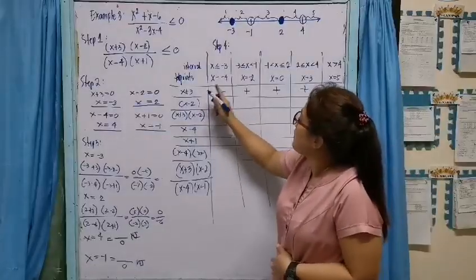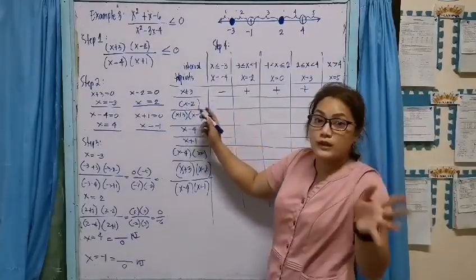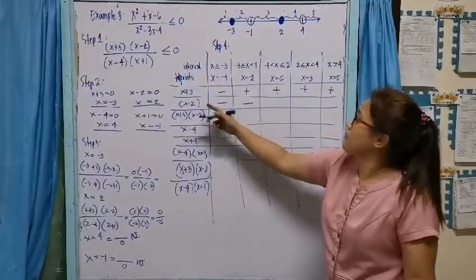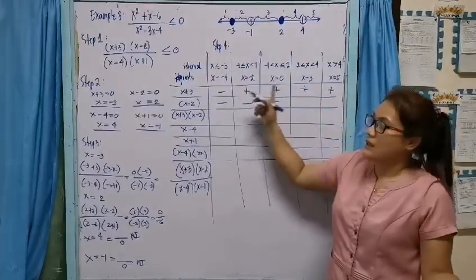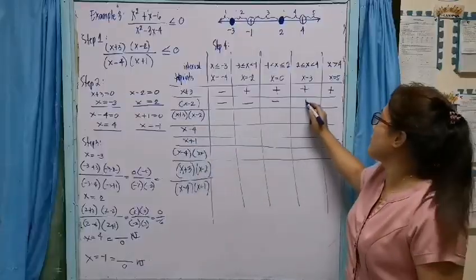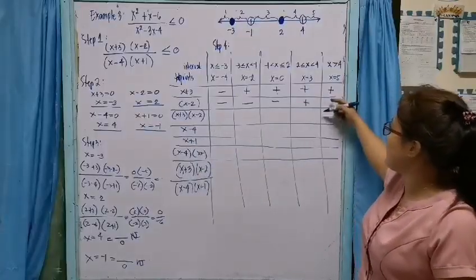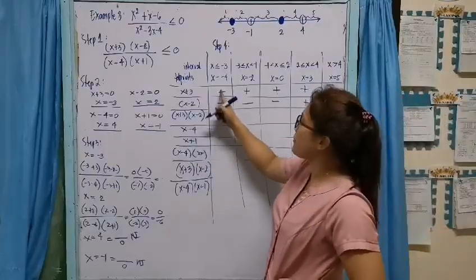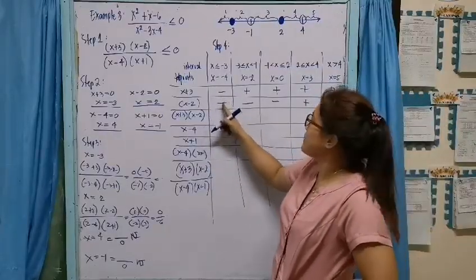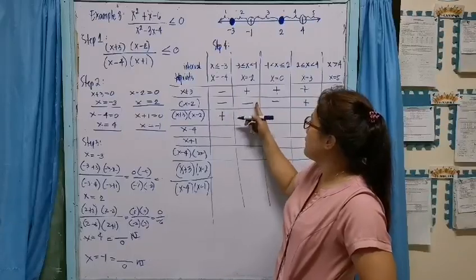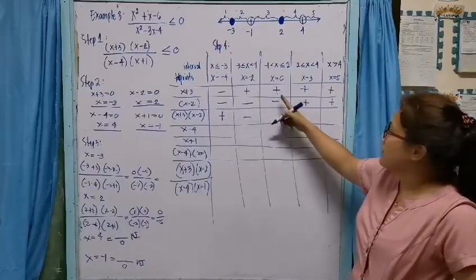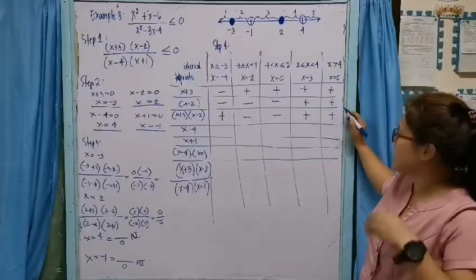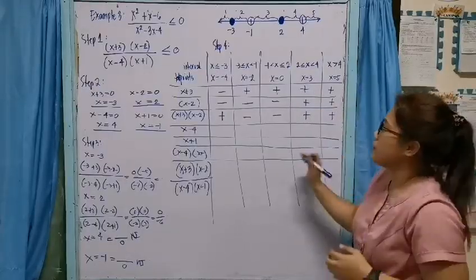Next, negative 4, negative. Negative 2, still negative. 0, still negative. 3 is now larger than negative 2, so it is positive. Positive, and this is also positive. Next, you multiply these two. Negative times negative, positive. Positive times negative, negative. Positive times positive, both positive. Okay? Next, proceed.